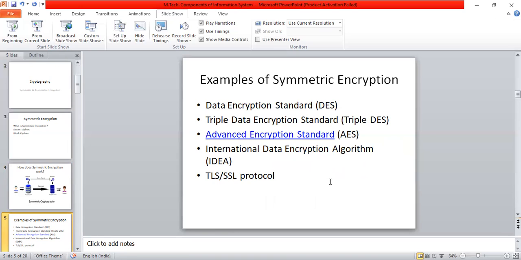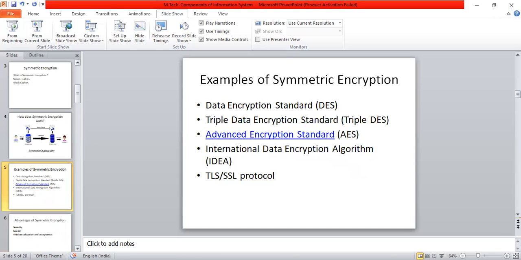SSL means Secure Socket Layer. TLS means Transport Layer Security, as well as its predecessor, Secure Socket Layer (SSL), uses symmetric encryption. TLS and SSL use not only symmetric encryption, but both symmetric and asymmetric encryption to ensure the security of client-server sessions and the information exchange within them.